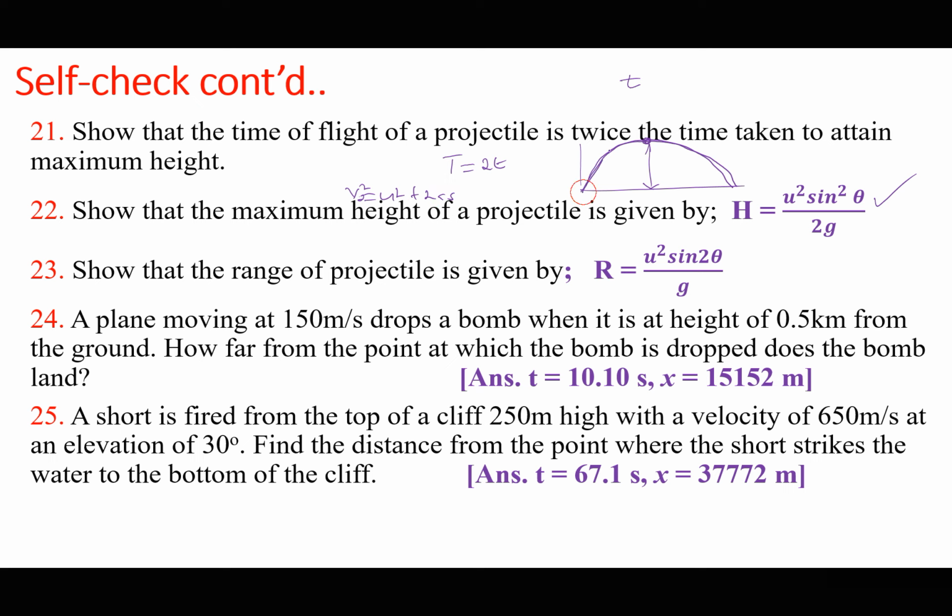Just consider the same motion where this angle is theta and this is u, the velocity of projection. Remember to resolve in the horizontal as cos and in the vertical as sine. Show that the range of the projectile, that is the horizontal distance, is equal to that. Check question 24 and see if these answers are correct. And check finally question 25 to see if these answers are correct.